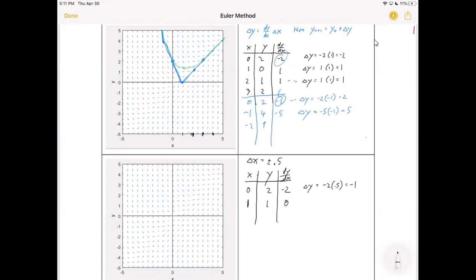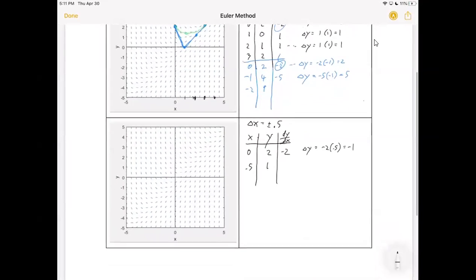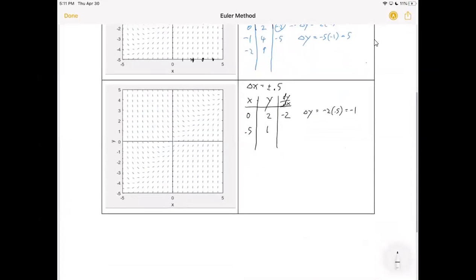Right? Oh, I am sorry. I made a mistake here. We're not stepping by 1, so the slope will not be 0. We're stepping by half a unit. Let me slide on up here. So we're half a unit, so now the slope is -0.5.